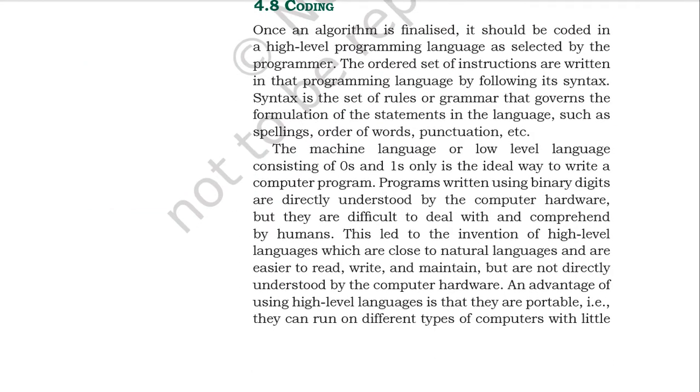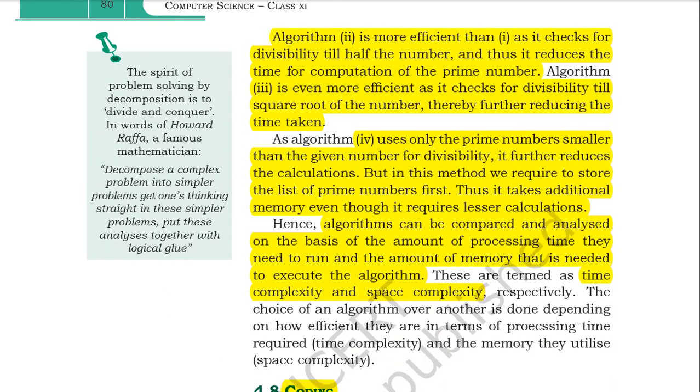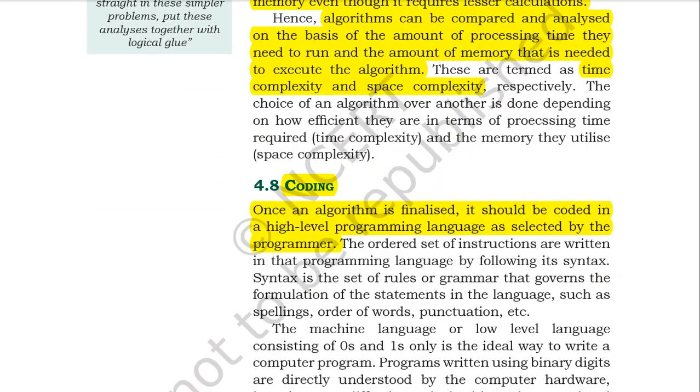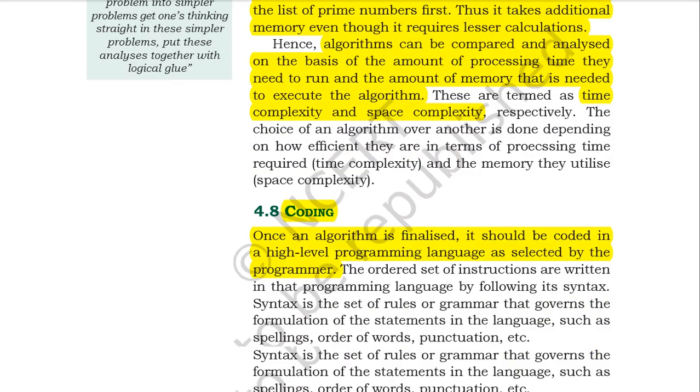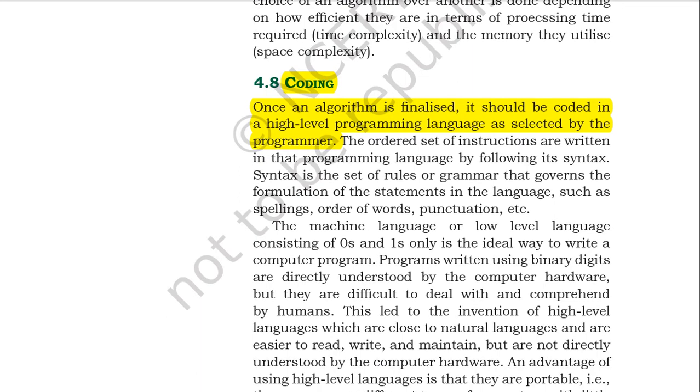Okay, and then comes the coding section. The ultimate coding section is here. What do we mean by coding? Once an algorithm is finalized, it should be coded in a high level programming language as selected by the programmer. Up to the algorithm, this is the same for all programming languages. When the algorithm is chosen, it is the duty of the programmer to select the high level programming language in which the problem will be solved with the help of that algorithm. This is known as the coding section.